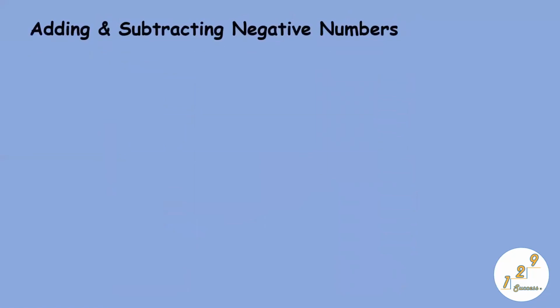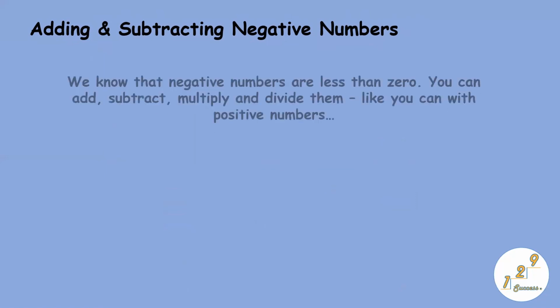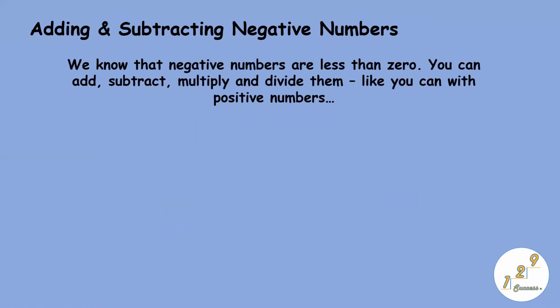Okay, so now we're going to look at adding and subtracting negative numbers. I hope you enjoyed that little quiz. Now, we know that negative numbers are less than 0. And as with positive numbers, you can add, subtract, multiply, and divide them. Today, we're just going to look at adding and subtracting.